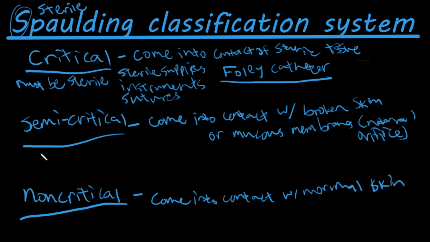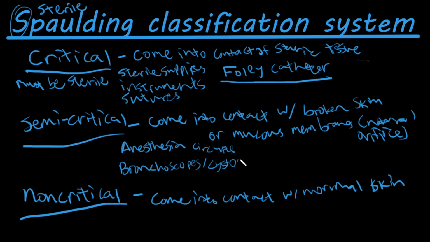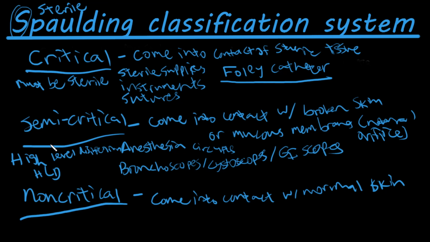Now semi-critical items are items that come in contact with our broken skin or mucous membrane, so we can think of some examples like our anesthesia equipment, like anesthesia circuits, or bronchoscopes, or cystoscopes, ureteroscopes, things like that, or GI scopes, right? So these things don't have to be necessarily sterile, but the minimum requirement for semi-critical items is high-level disinfection, or HLD, as you might see it. And these are, again, things like our anesthesia circuits, anesthesia respiratory equipment, bronchoscope, cystoscope, GI scopes.